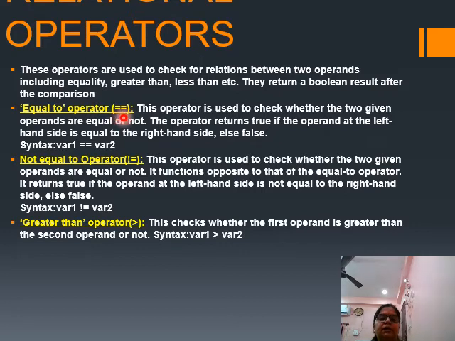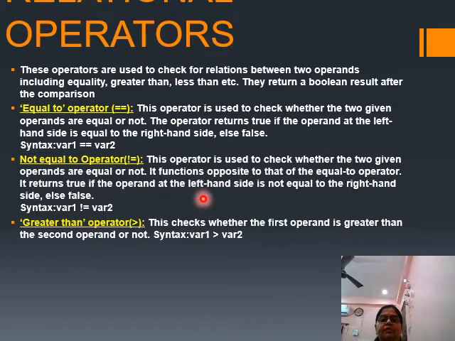This double equal sign checks equality between two numbers, two strings, two characters, whatever you are going to take. It checks equality between the two operands: variable 1 is equal to variable 2. Not equal to, this sign is your not equal to. It also works on two operands. It checks whether the two operands are equal or not.